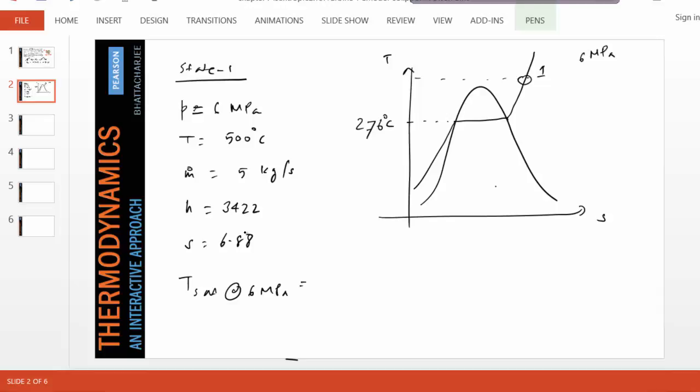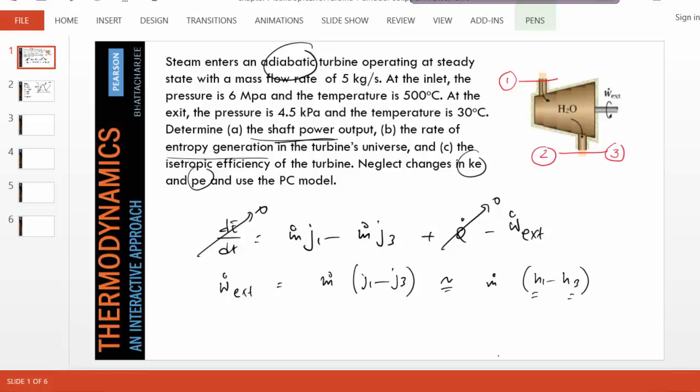What about state 2 now? State 2, pressure is way low, 4.5 kPa, and also it's given, let's see what's given with state 2. I'm sorry, state 3. At the exit, the pressure is this, and the quality is given. This is not correct. Let me correct the problem a little bit.